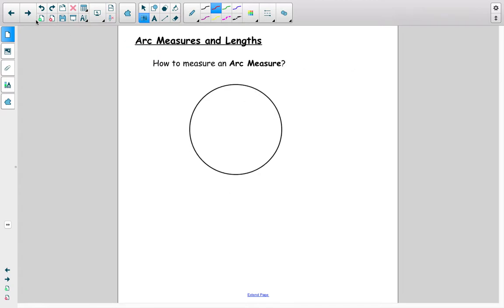Okay? How do we measure an arc? Well, if you have a central angle, it's actually pretty easy. Much easier than the other ones we're going to learn about later. So let's say this is 100 degrees. The central angle is 100 degrees. Well, the arc that is created by the central angle, right here, would have the same measure, 100 degrees.